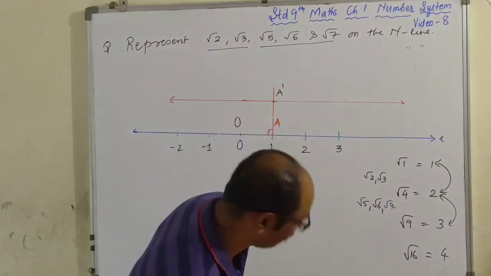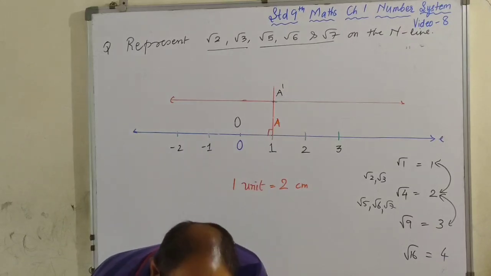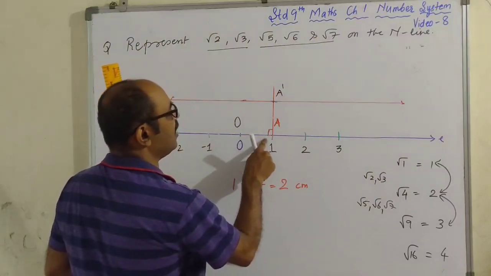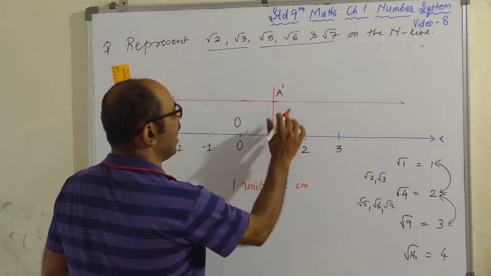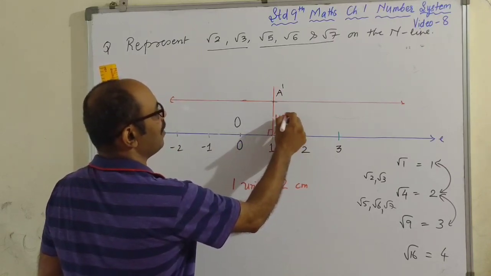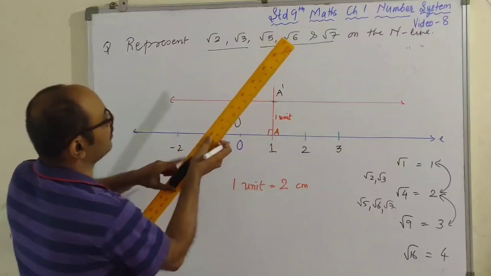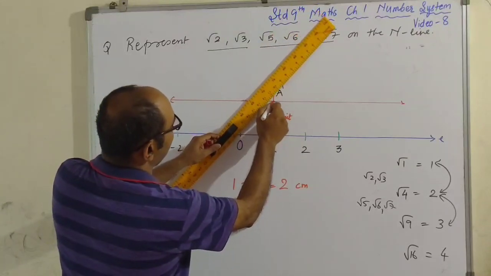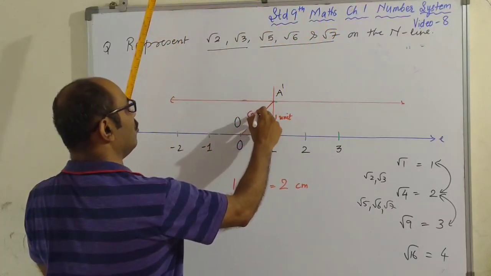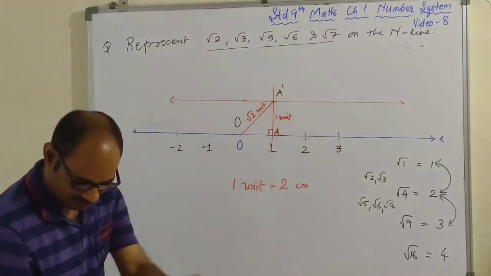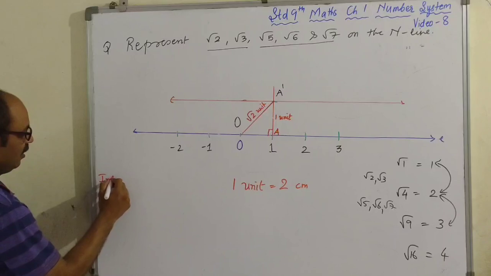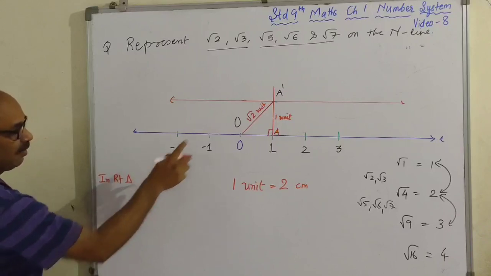Alright, fine. Now what shall I do, children? Now this is 1 unit, OA is 1 unit, and AA dash is also 1 unit. I have taken 1 unit. Am I right? So if I draw this hypotenuse, which is A dash O, it will be root 2 units. Am I right? It's going to be root 2 units. And that I'll have to write here in right triangle.